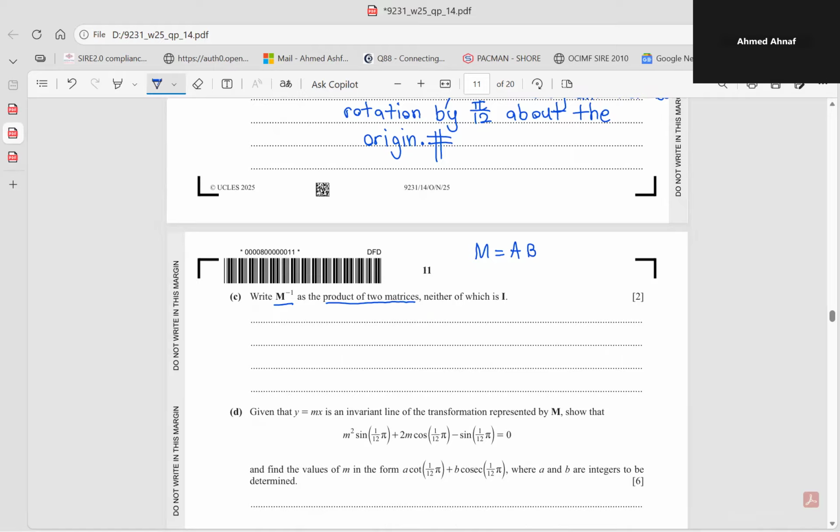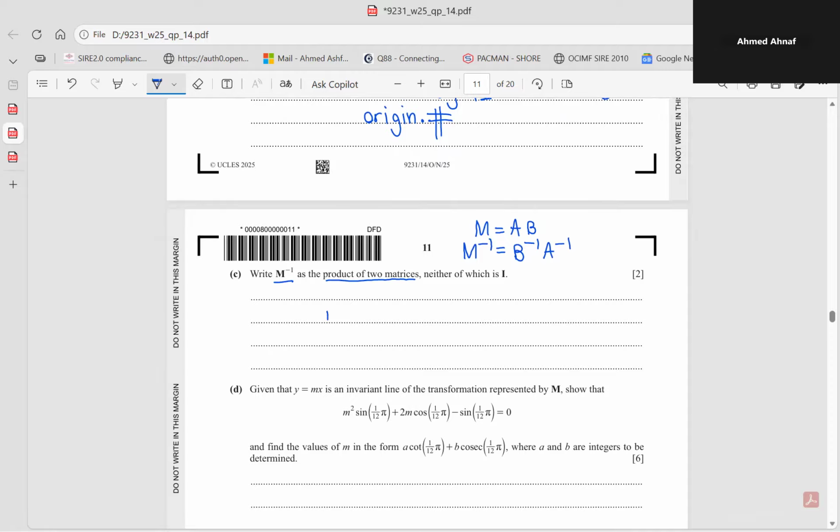Yeah. And for M inverse, like this for any matrix. If M is A times B, M inverse will be B inverse times A inverse, okay? So whenever a matrix is inverted, the product will also be flipped. If it's AB, it's going to be B inverse, A inverse, not A inverse, B inverse, okay? Yeah, so this is the rule that we're going to follow.